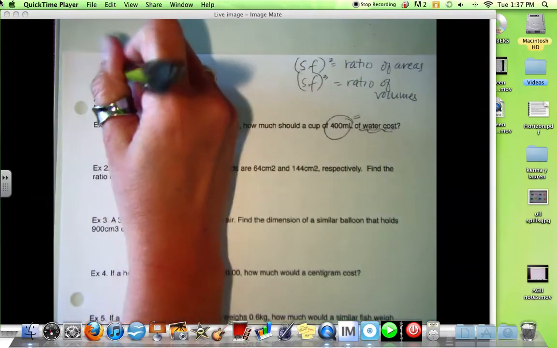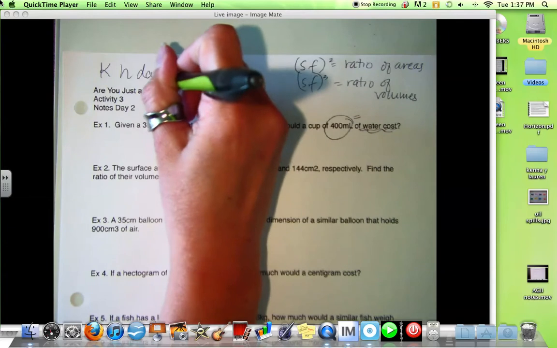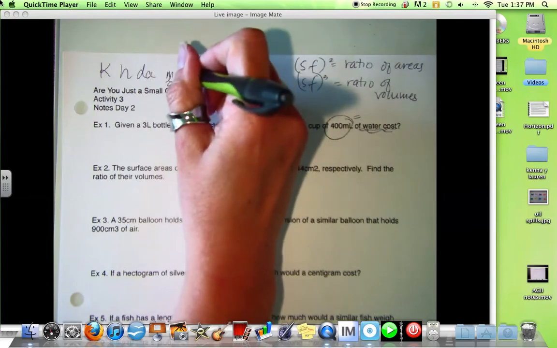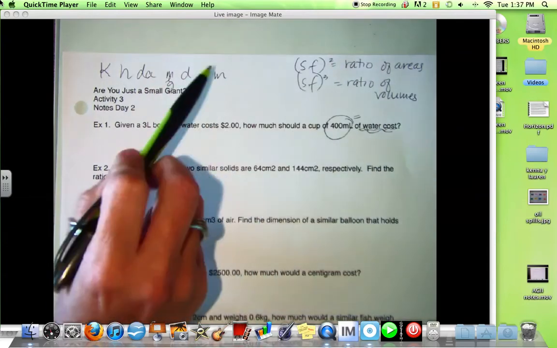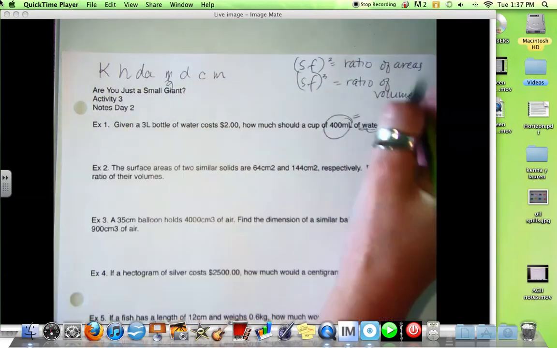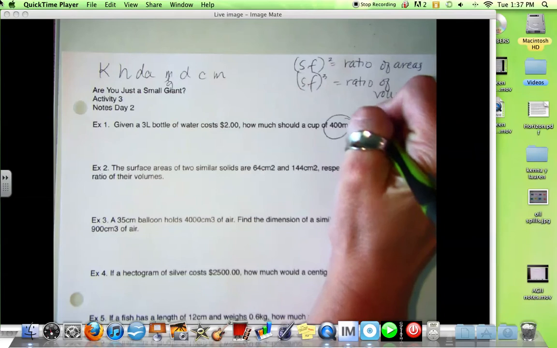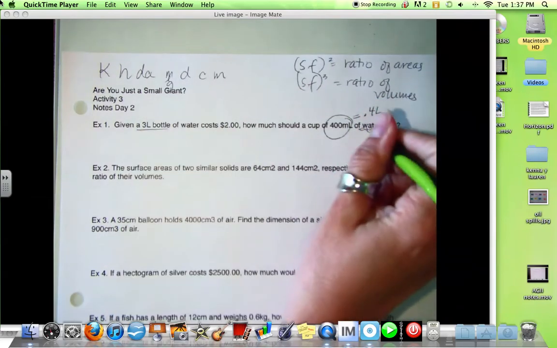kilo, hecto, deca, then meters, liters, and grams, then deci, centi, and milli. So I'm going from milli to liters. How many am I moving? 3 to the left. So that gives me how many liters? 0.4. All right, so I have 3 liters and 0.4 liters.